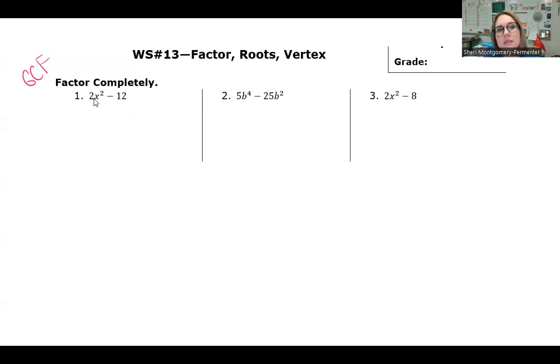What's the biggest thing that can divide into 2 and 12? Biggest number. 2. So I'm going to divide them both by 2. Do they both have an X? No, so we can't do an X. So really it's only 2. And so anytime that you factor something, it gets written out into the front, and then we write down what we have left. 2 over 2 is 1, so I just have an X squared. 12 divided by 2, that becomes 6. And that's it.